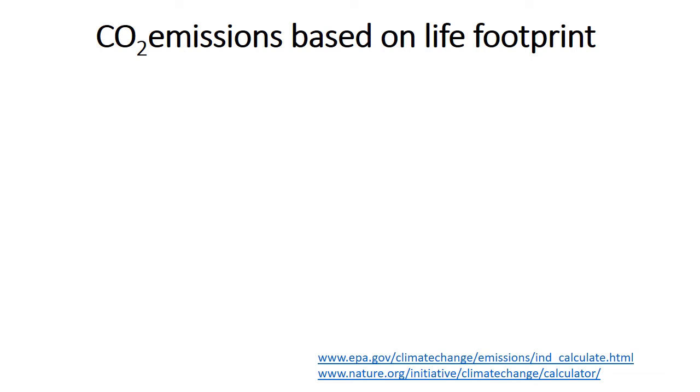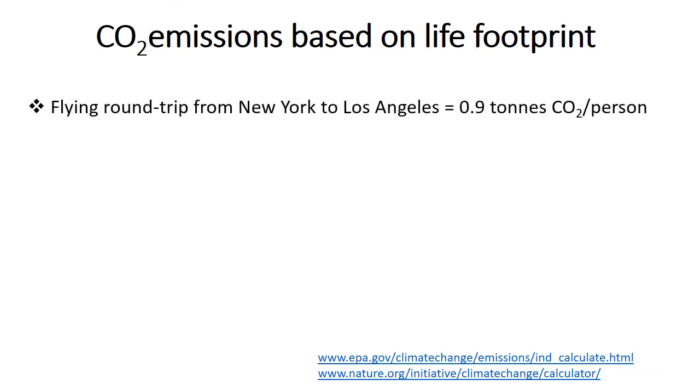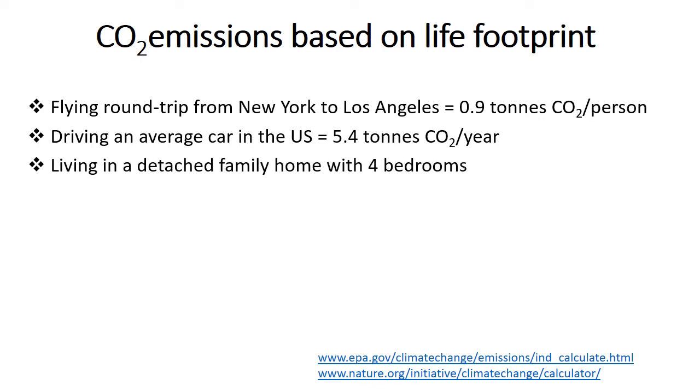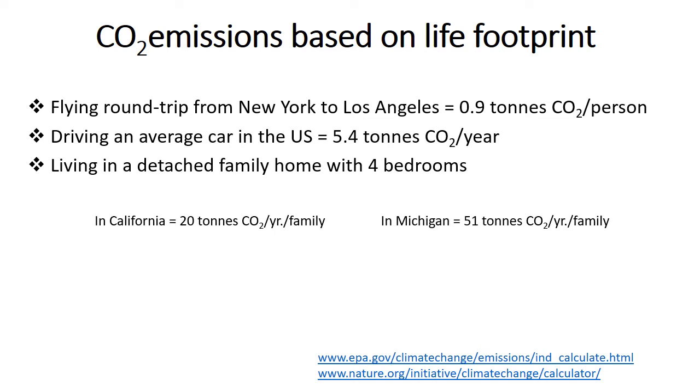We have a look now at carbon dioxide emission based on life footprints. So flying a round trip from New York to Los Angeles is estimated at about 0.9 tons of carbon dioxide emissions per person. And driving an average car in the United States of America is estimated at 5.4 tons of carbon annually. Then living in a detached family home with four bedrooms, a comparison between two states in the United States of America, California and Michigan, you see 20 tons of carbon dioxide per family annually in California, and more than double, 51 tons of carbon dioxide per family annually in Michigan. So it tells us, looking at this carbon dioxide emission based on life footprint, that Michigan is much cooler and requires more energy.